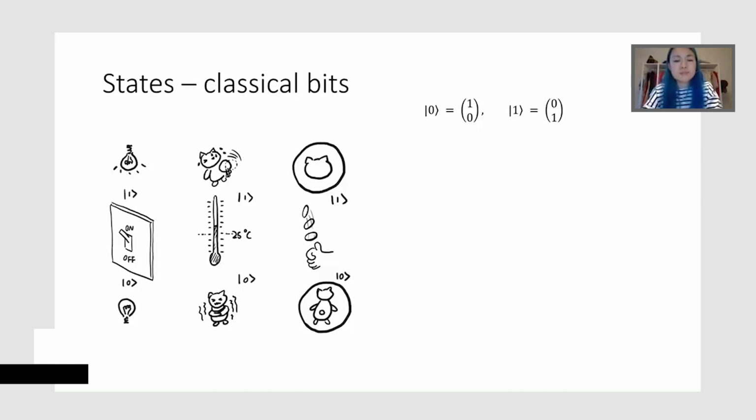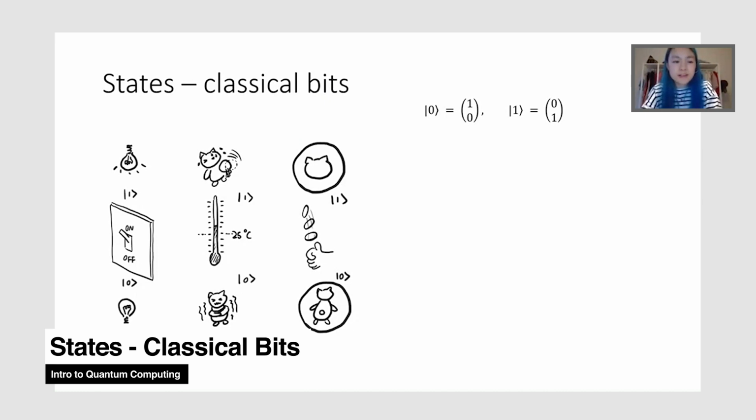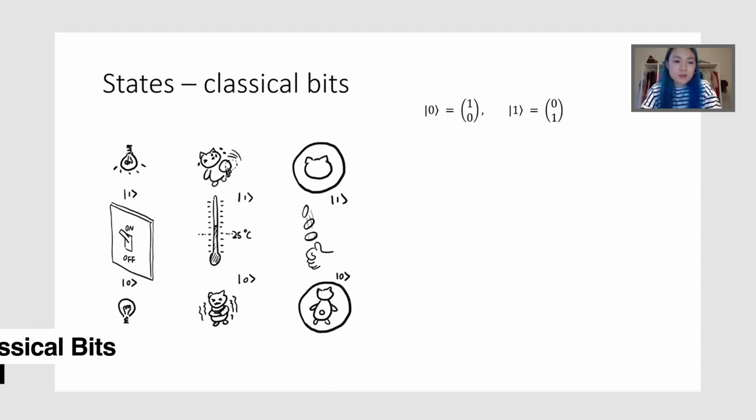So classical bits is a very simple setup where you can describe your system as a switch that goes on or off. So you can label that as 0 or 1, or temperature being too high or too low. You can also make it binary. Or if you flip a coin, you can have a head or tail. So those can all be analogies of binary systems.